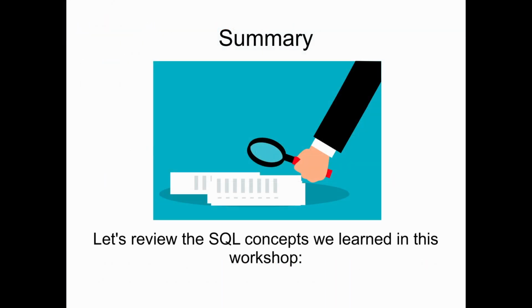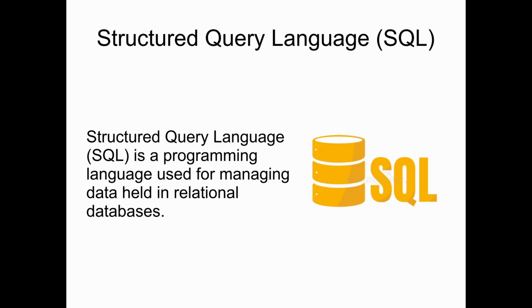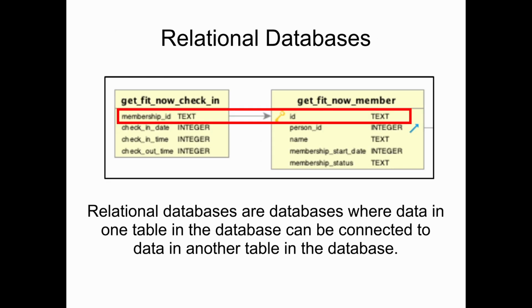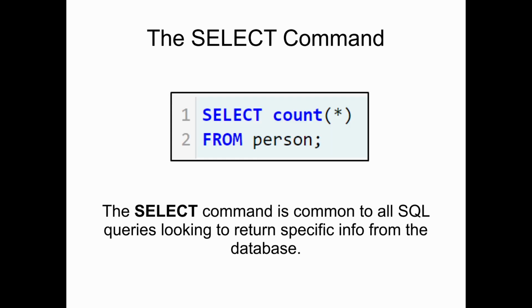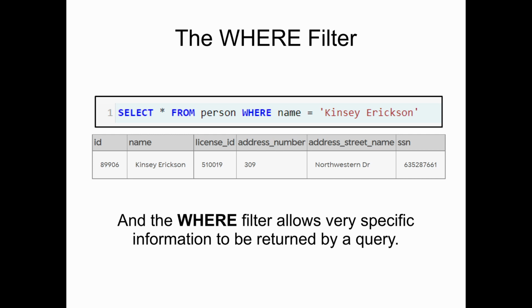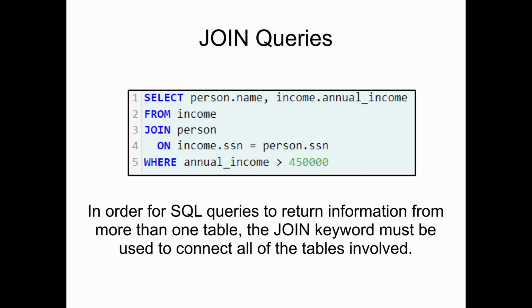Let's review the SQL concepts we learned in this workshop. Structured Query Language is a programming language used for managing data held in relational databases. Relational databases are databases where data in one table in the database can be connected to data in another table in the database. The select command is common to all SQL queries looking to return specific info from the database. And the where filter allows very specific information to be returned by a query. In order for SQL queries to return information from more than one table, the join keyword must be used to connect all of the tables involved.